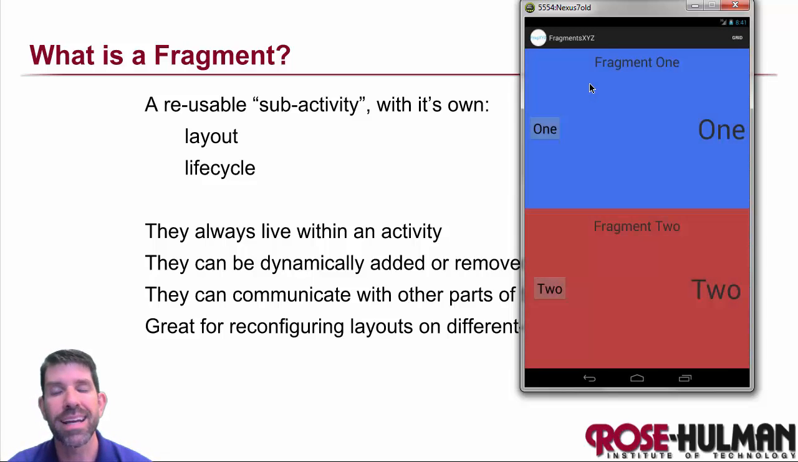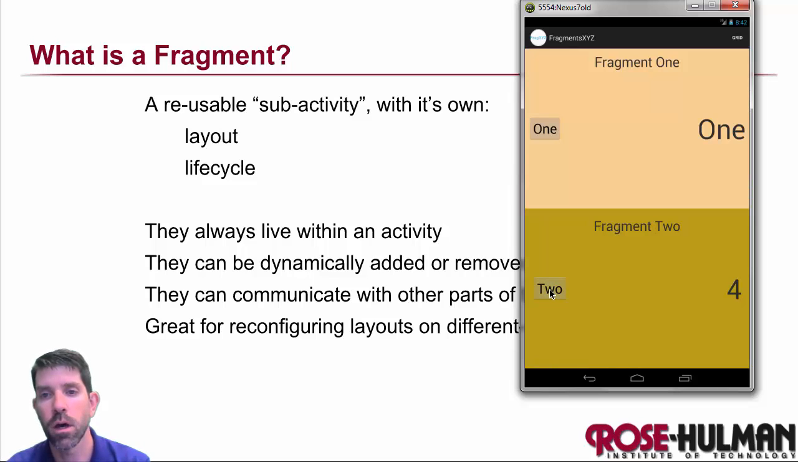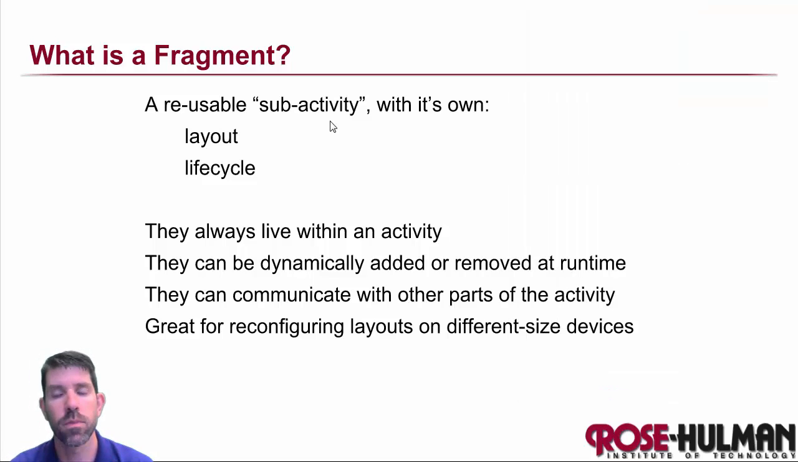This is an example of an activity that has two fragments on it, appropriately named Fragment 1 and Fragment 2, each with a button and a text view. So if I click on one, then it is going to update a counter in the second one. And if I click in 2, then it's going to do some color randomization of both of them.